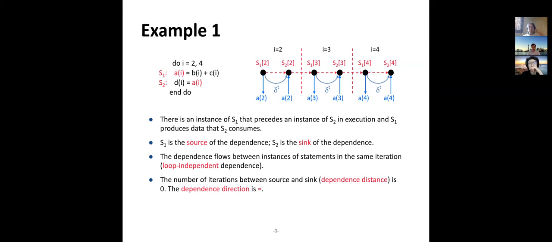So then the number of iterations between the source and the sink here is 0, because it's all within the same iteration. You just take this iteration, and the dependence direction is equal. It doesn't go backward or plus or minus. Okay. So this is the way the notation is used in this case.